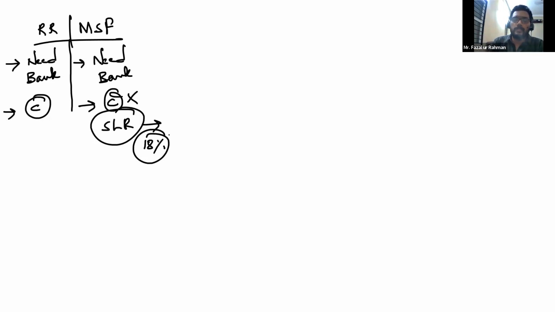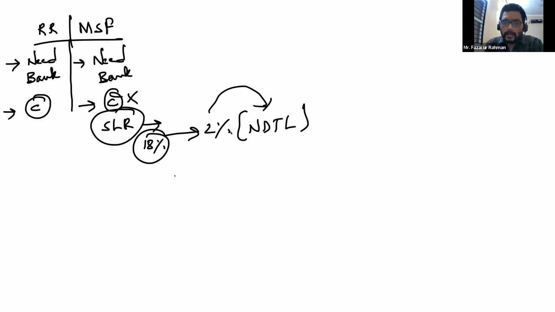So the RBI is saying that out of this 18%, bring 2%. What is this SLR? It is your NDTL, net demand and time liabilities. So 2% of your NDTL, you bring it to me, and I will give you a loan. In NDTL, you have time liabilities, gold, bonds, shares, etc. So you bring 2% of those. 2% of what? Of your 18%. Now, how much SLR is left with you? 16%. So you bring 2% of NDTL to me and use it as collateral.